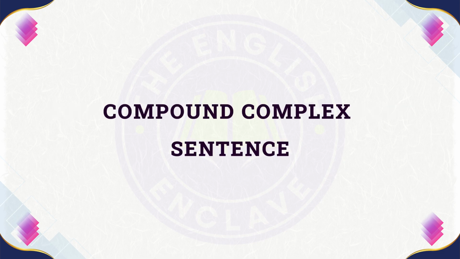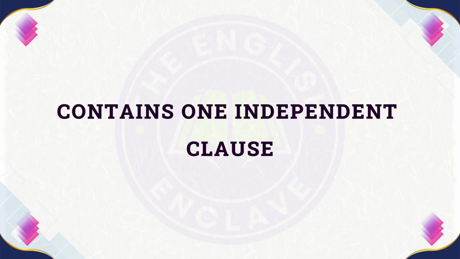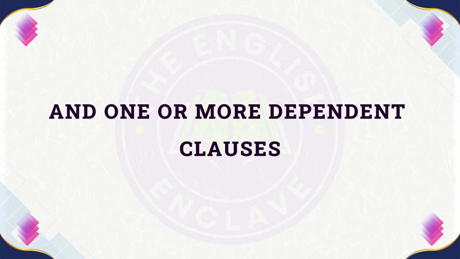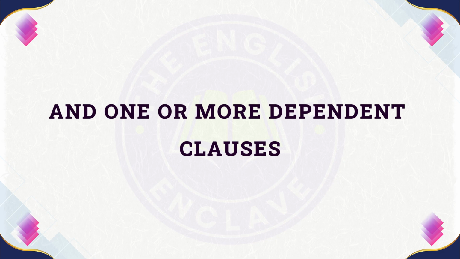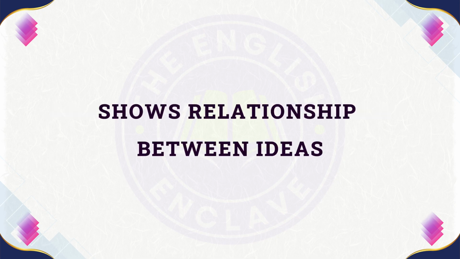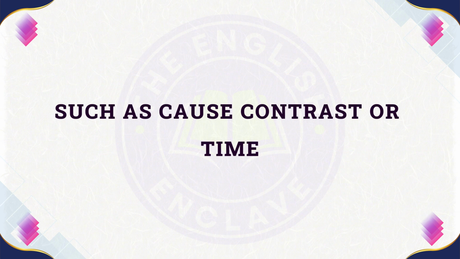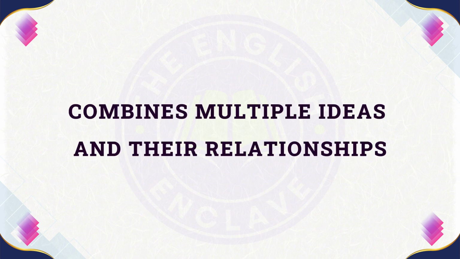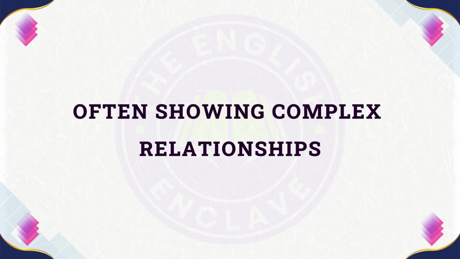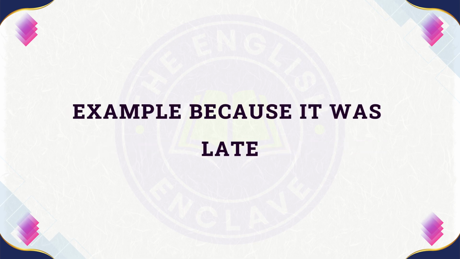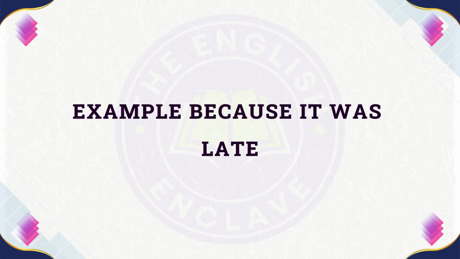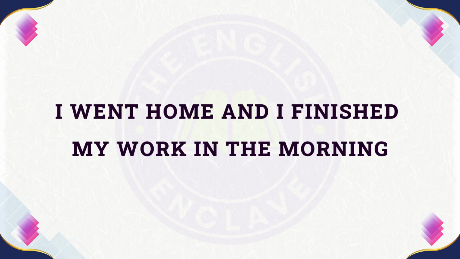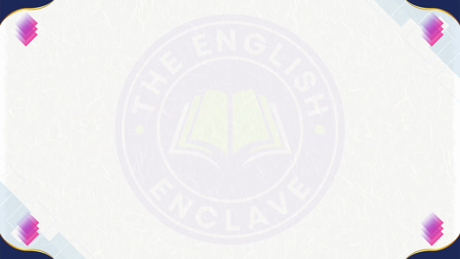Key differences between complex and compound complex sentences. Complex sentence: contains one independent clause and one or more dependent clauses. Shows relationship between ideas, such as cause, contrast, or time. Example: Because it was late, I went home. Compound complex sentence: contains two or more independent clauses and one or more dependent clauses. Combines multiple ideas and their relationships, often showing complex relationships. Example: Because it was late, I went home, and I finished my work in the morning.